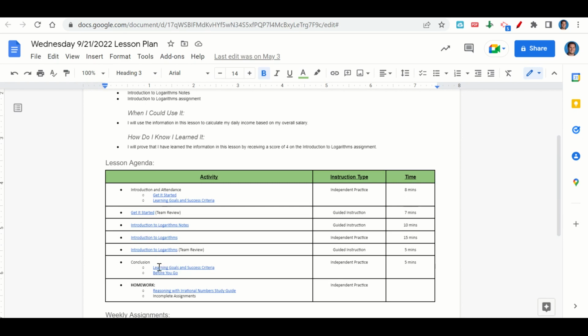Once you've completed your assignment, we'll go over it together and answer any questions that you may have. At the end of class, we'll go back over our learning goals and success criteria while you fill out your Before You Go. Your only homework is to continue working on the Reasoning with Irrational Numbers study guide and any incomplete assignments that you may have.